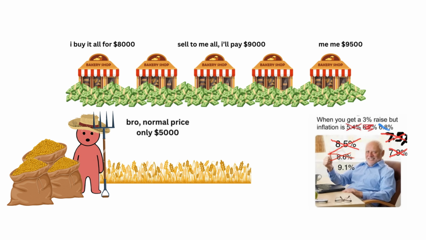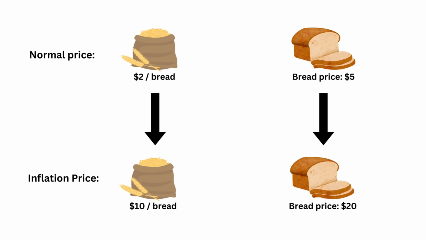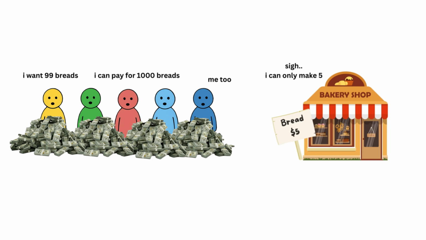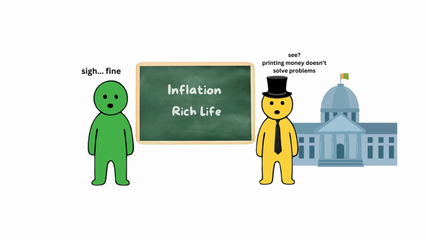This will result in bakeries competing to buy wheat and increasing the price of wheat. As the cost of wheat increases, bakeries have to raise the price of bread even more to maintain their profit margins. In conclusion, printing more money without increasing the supply of goods and services leads to inflation, where prices rise and the value of money falls. This is why simply printing more money doesn't solve economic problems.